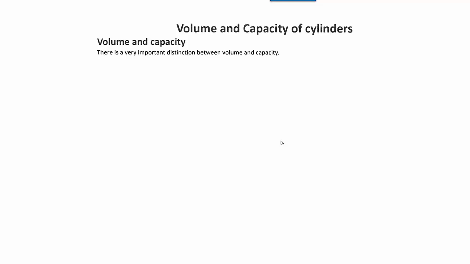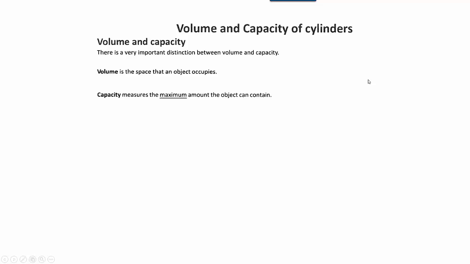Okay, here's a little bit of theory and a few worked examples on volume and capacity of cylinders. First up, we need to really make a distinction between volume and capacity. Volume's the space inside an object. It's a total amount of space, normally measured in cubic meters or cubic centimeters. Basically, it's how much air can fit inside something.